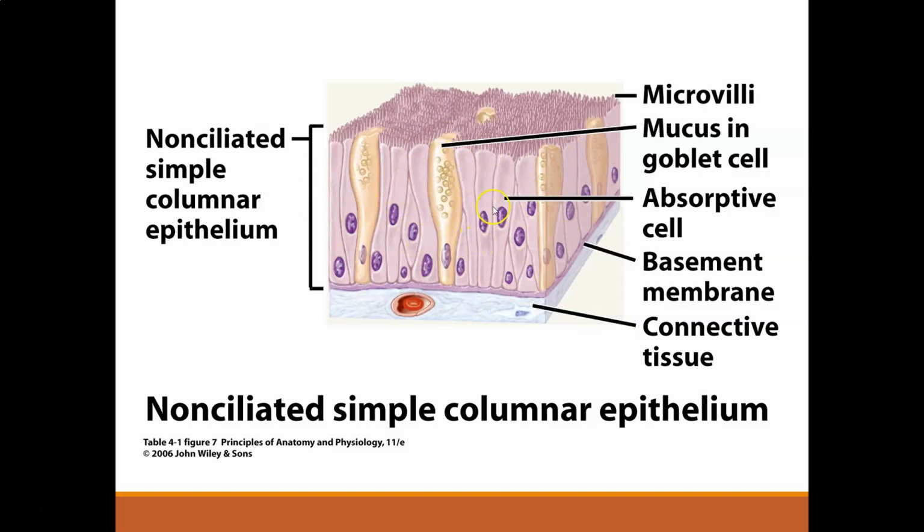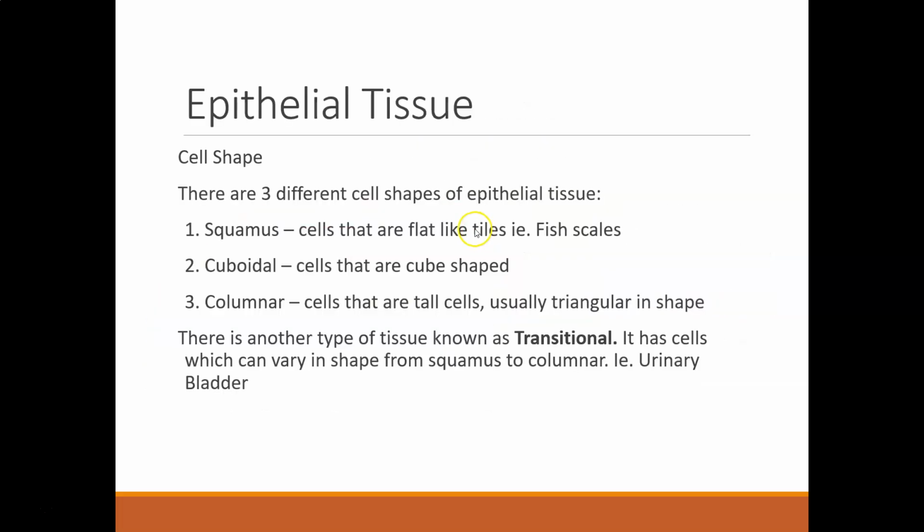So we'll just talk about this from the shape of the cells for now. So again, columnar, the cells are tall and somewhat triangular in shape. There is another type of tissue that we find in one place in particular. It is known as transitional epithelium. This particular tissue has cells in it that vary in shape. So it has cells which can vary in shape from squamous, flat, to cuboidal, cube-shaped, to columnar, tall. And where we find this is in the urinary bladder.